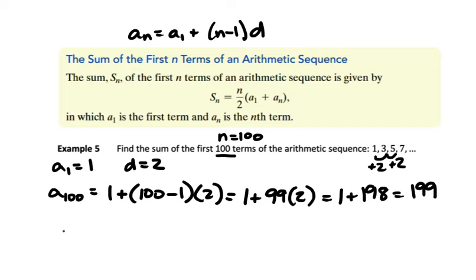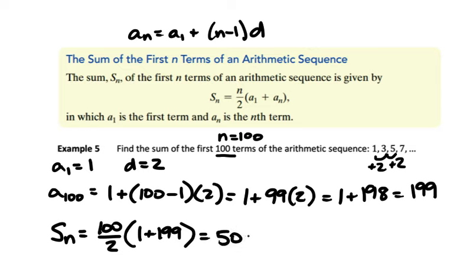So now I'm going to plug into the sum formula. n is 100 divided by 2, parentheses, a sub 1 is 1, a sub 100 is 199, and then just do the math. You can type this into a calculator or do it by hand. 100 divided by 2 is 50, 1 plus 199 is 200, and 50 times 200 is 10,000. So that's my answer, 10,000.